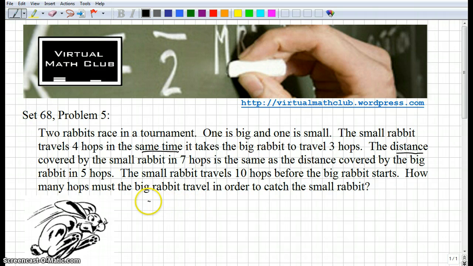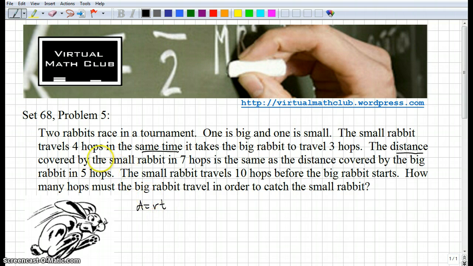Alright, well this is a distance, rate, time problem. We know that distance is equal to rate times time, as long as the rate is constant. Okay, and that's what we're going to assume, that these rabbits, once they start hopping, hop at a constant rate. Alright. So the problem is that the distances and the times are not given in what we would consider standard units.